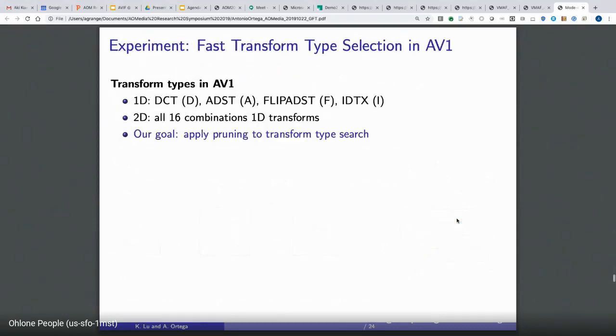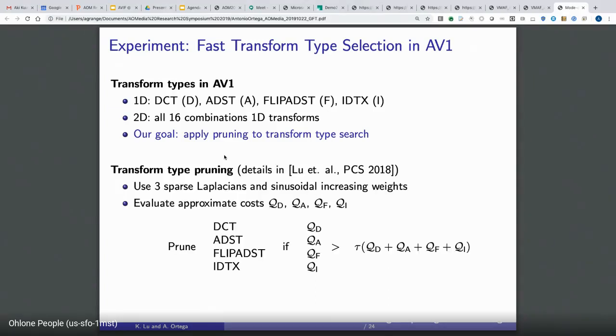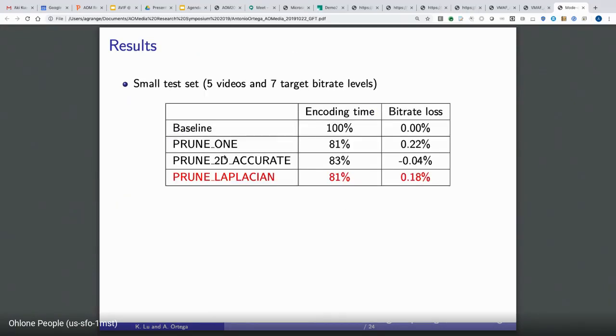Okay, now let me conclude, since I think I'm running out of time. So we embedded this again in AV1, and we looked at comparing these various transforms, in particular DCT and ADST. And the goal was to apply this pruning strategy to those transforms. And so you have to choose one, you compute an RD metric, and so forth. So let me skip the details. So these are the results.